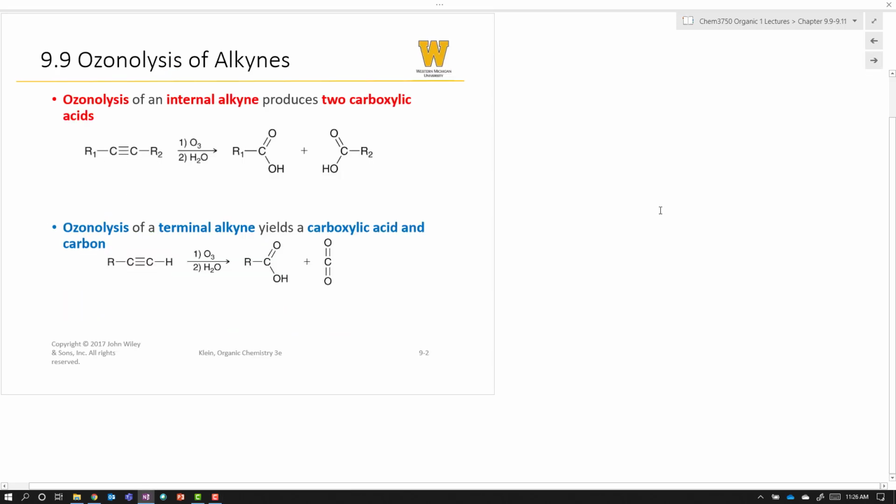So ozonolysis of alkynes. We have two scenarios here where we have the ozonolysis of an internal alkyne. So you have two R groups here and here on the two ends of the alkyne, introduce ozone followed by water, and what you'll get are carboxylic acids.